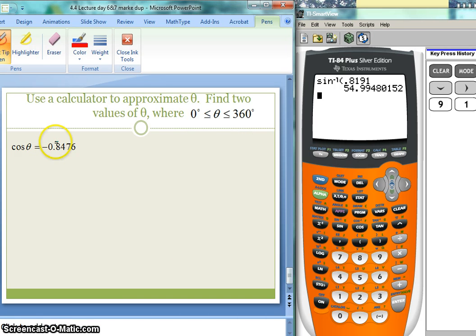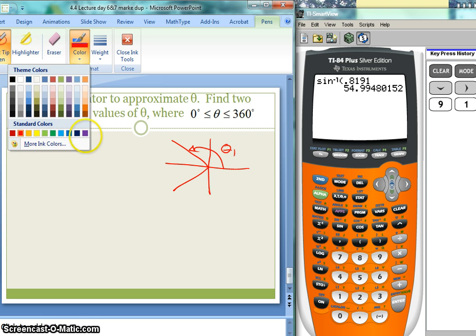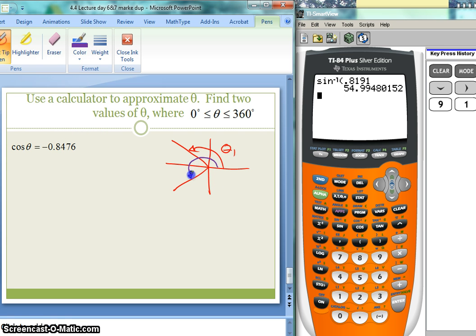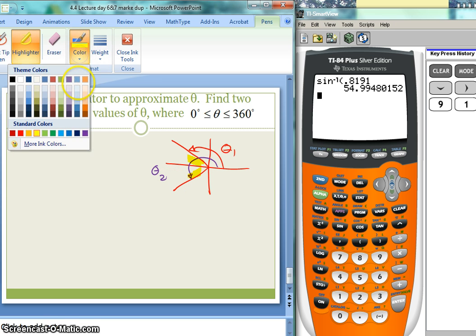Okay, so for this angle, we need to find where cosine of some angle is a negative number. So cosine is negative in quadrant 2 and quadrant 3, because cosine is the x-coordinate. So my theta 1 is going to be this much, and then my theta 2 is going to be this very large angle that goes down into quadrant 3. And we are going to be using reference angles, and I know that this much is going to be equivalent to this much here, because those two are the same triangle. So let's go ahead and find our theta 1.